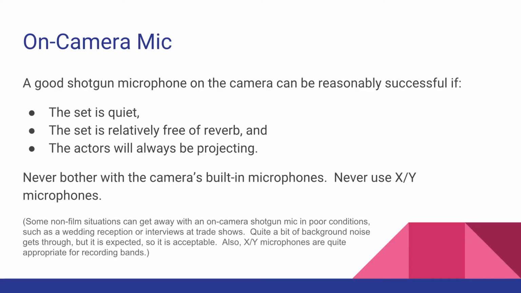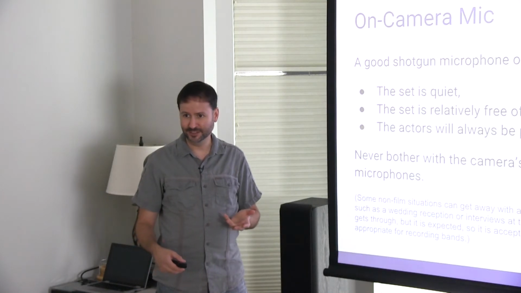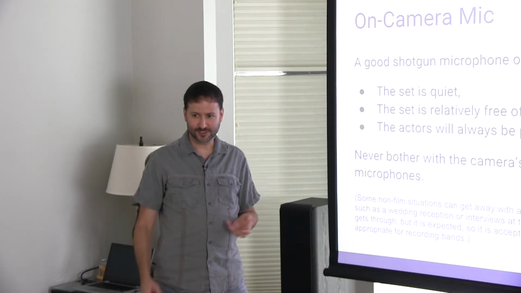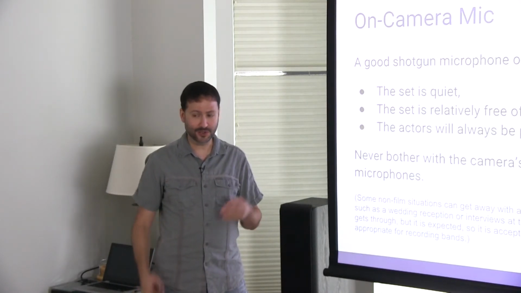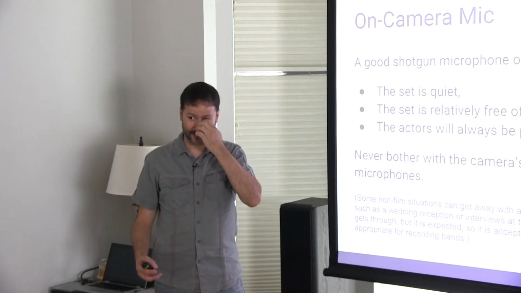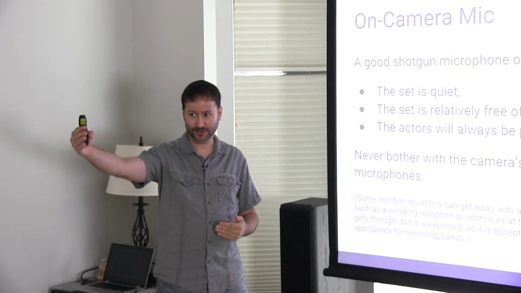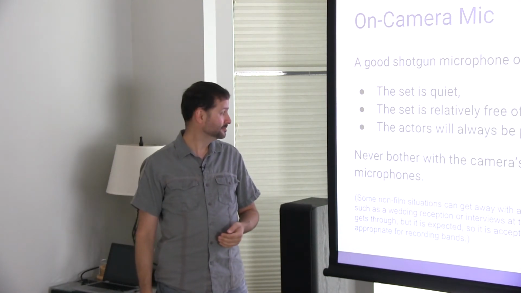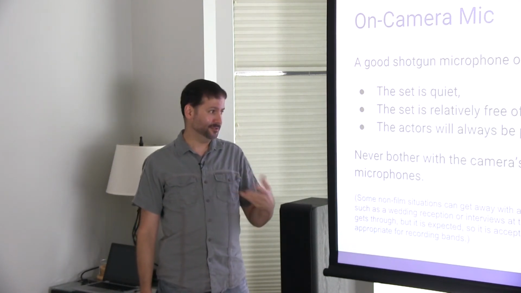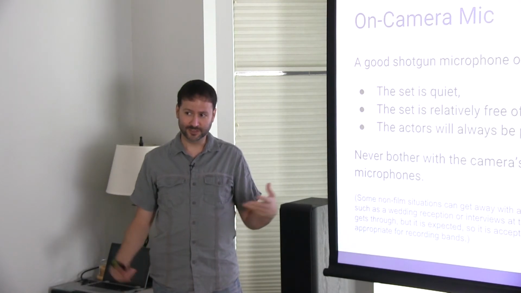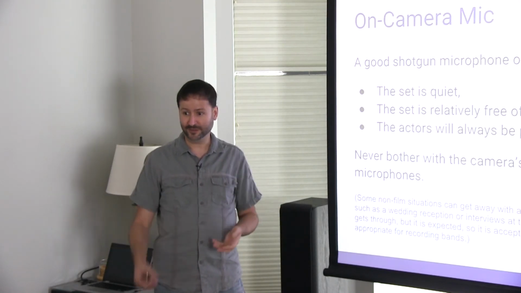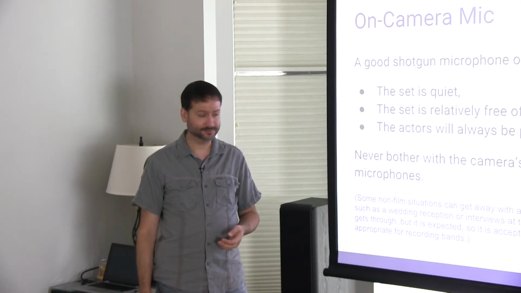And you can't have quiet dialogue. You can't have an actor sub-vocalizing things, which you could totally get with a boom microphone. You'll never get that right with an on-camera microphone because you're so far away. So it's really only good for dialogue where the actor's pretty loud anyway.